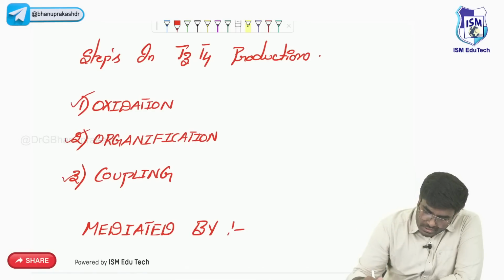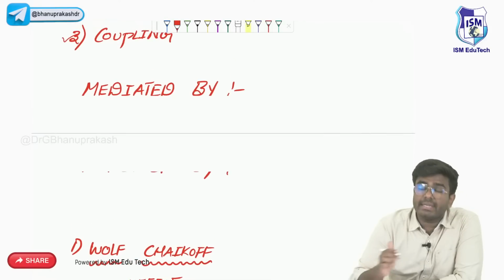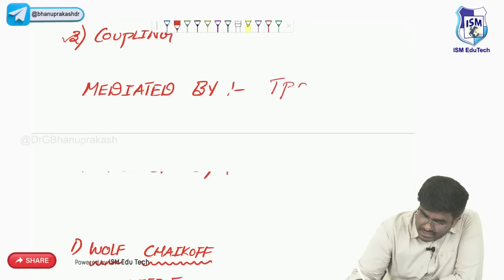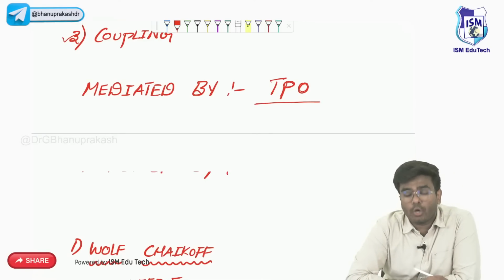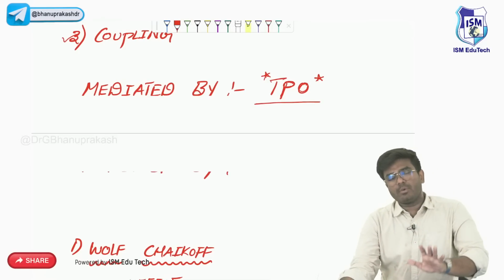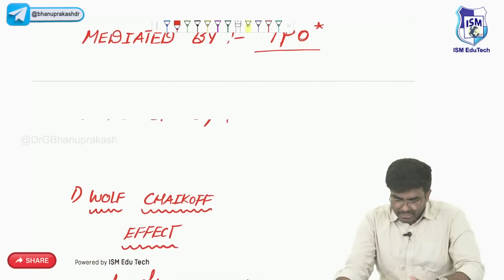Now, all these steps, oxidation, organification, coupling reaction, are mediated with the help of an enzyme. What is that enzyme? Thyroid peroxidase, TPO. The most important enzyme in the making of T3 and T4 is thyroid peroxidase, TPO. The same enzyme causes oxidation, organification, as well as the coupling reaction.